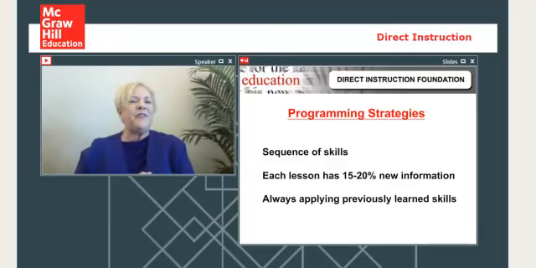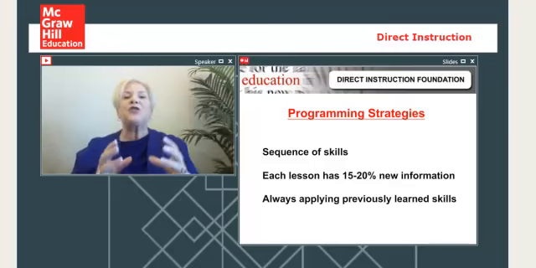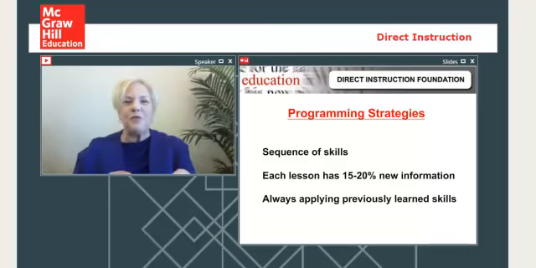Each lesson has only 15 to 20% new information. Why would this be? Because many times the students are your most fragile learners, and they need a tremendous amount of repetition. Only a little bit new can be introduced so they get practice. And I mean practice to the point where you get to perfect practice. That's your goal. Then those students can take those skills and apply them to the next challenge.